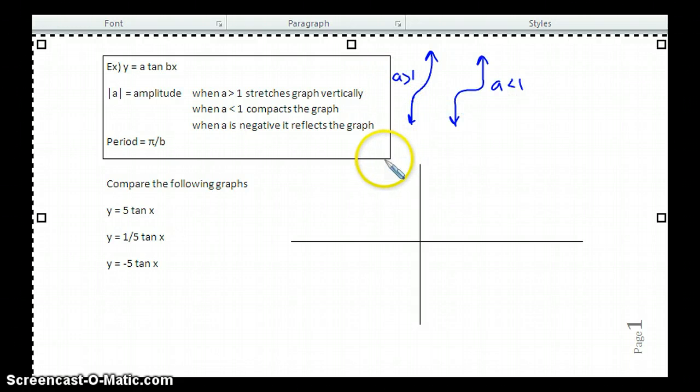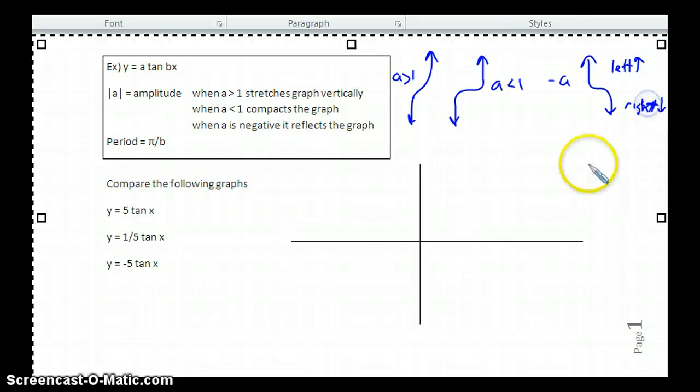And when you graph these, you have to decide whether the graph is going to be curvy or more stretched out. And then finally, if you have an a that is negative, like this one down here, it's just going to reflect the graph. So when we have a negative a, the graph, instead of rising to the right and falling to the left, is going to go the other way. The left side is going to rise, and the right side is going to fall. And so it just reflects the graph, like it says here.